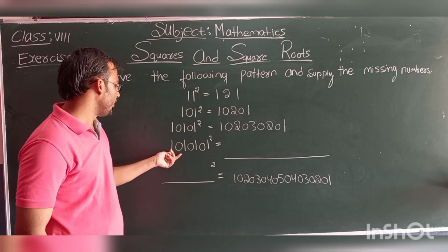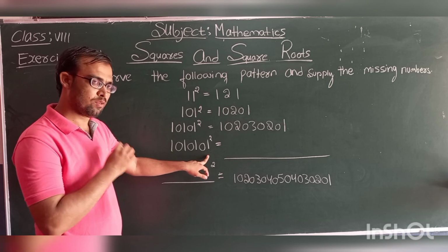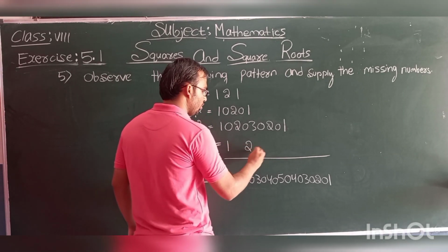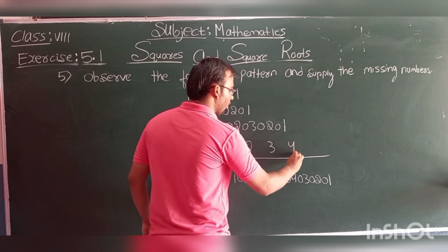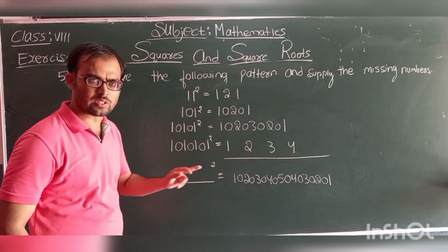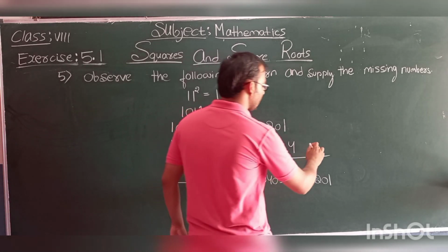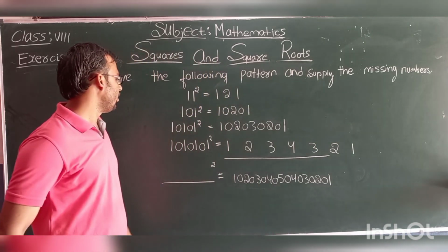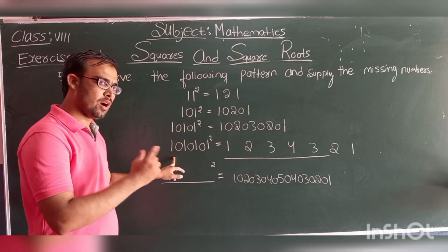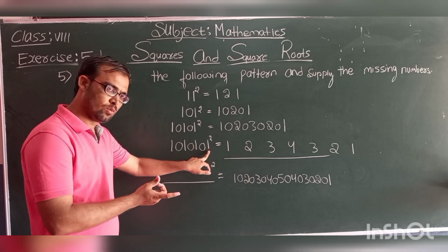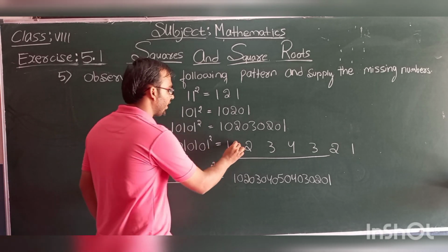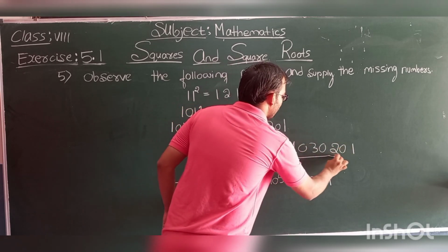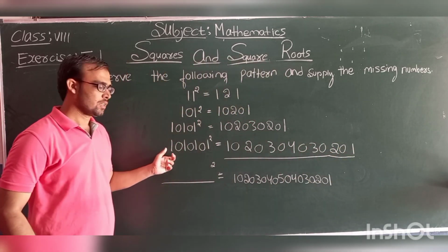As there are four ones, look at here, 1 2 3 4. As there are four ones, we write four natural numbers, that is 1 2 3 4. And again we need to start writing the numbers in decreasing order, that is 3 2 1. And as there is 0 after each one except the last one, we will be writing 0 after every digit except the last digit. So this will be the answer for this question.